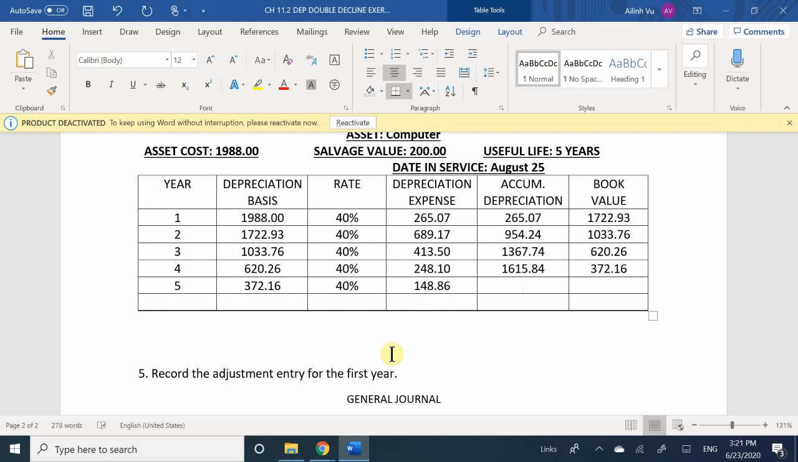And we want to make 1764.70. 1764.70, you said? Yes. Okay. And then what is my book value now? Minus 1764.70. 223.30. Yes.